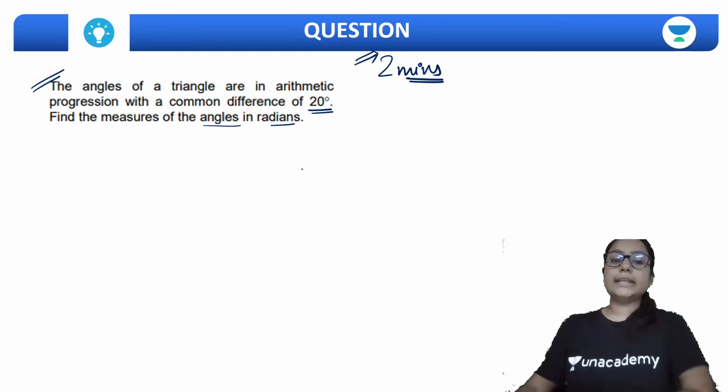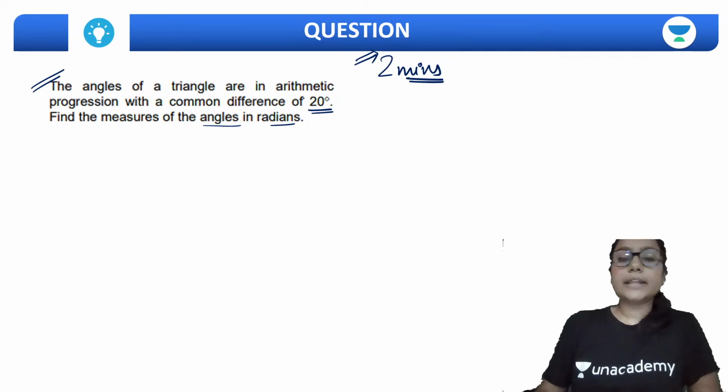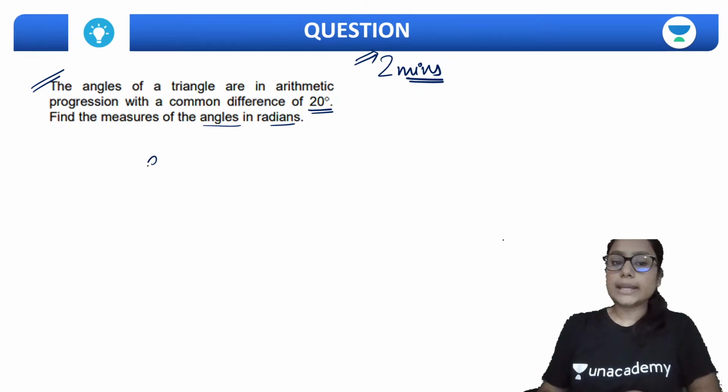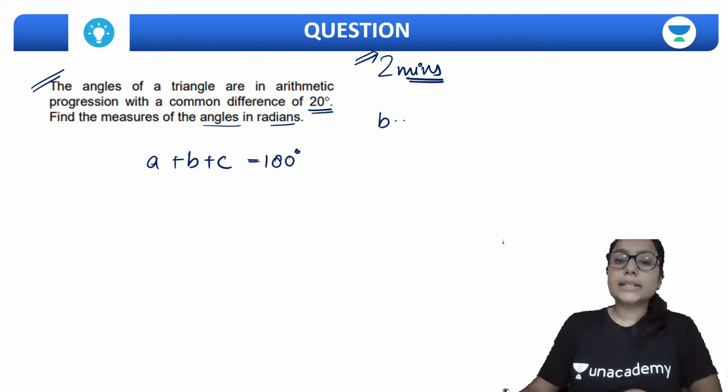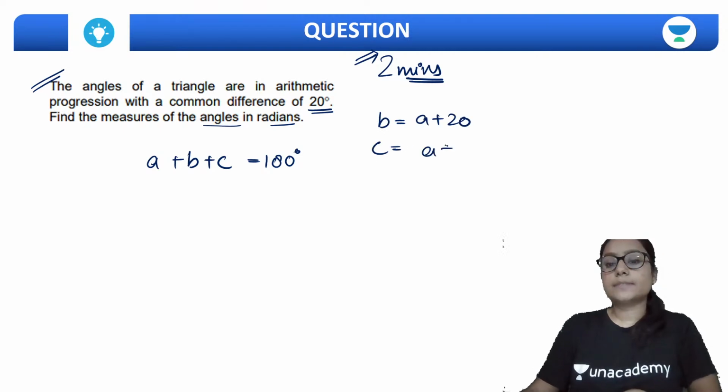Okay, so these are the values, right? The difference is of 40 degrees. So you can take the angles as A, B, C. A, B, C add up to 180 degrees. Now B is what? A plus 20. And C is what? A plus 40.